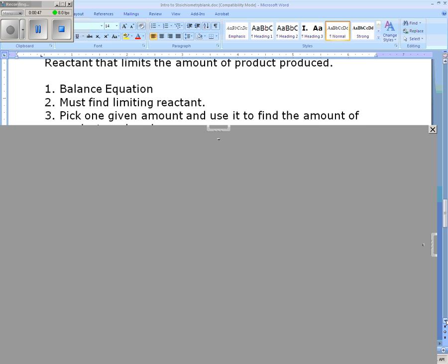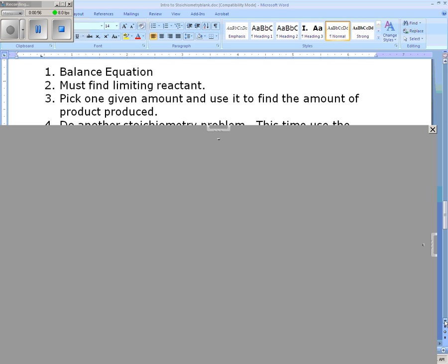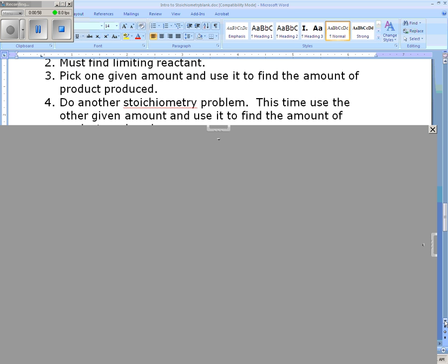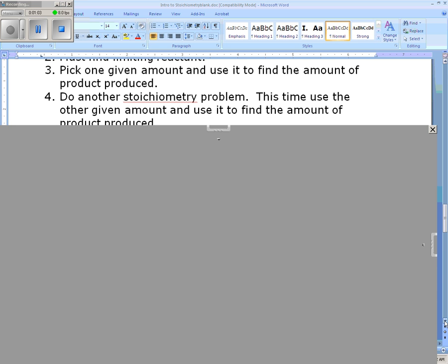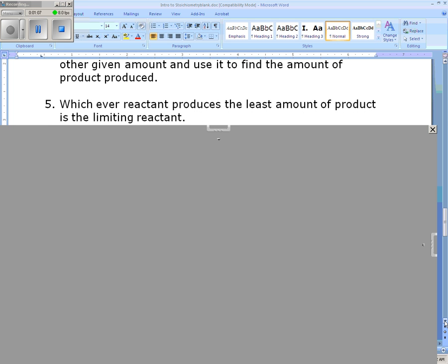In order to find that limiting reactant, pick one given amount and use it to find the amount of product produced through stoichiometry. So this is just an application of the stoichiometry that you already know. Do another stoichiometry problem. That's your step 4. This time, use the other given amount and use it to find the amount of product produced. And then step 5, whichever reactant produces the least amount of product is the limiting reactant. Least. And that amount of product is the amount of product produced.